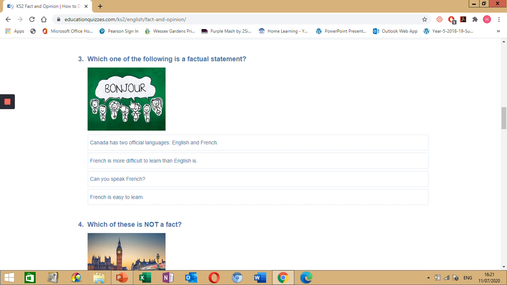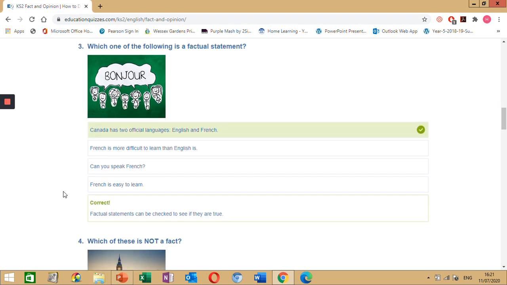Now, question 3. Which one of the following is a factual statement? Canada has 2 official languages, English and French. French is more difficult to learn than English is. Can you speak French? And French is easy to learn. Just take your time to write this down. And the correct answer is Canada has 2 official languages, English and French. So you can check this to see if it's true. They speak French usually in Quebec, so in Montreal and Quebec. Well done.